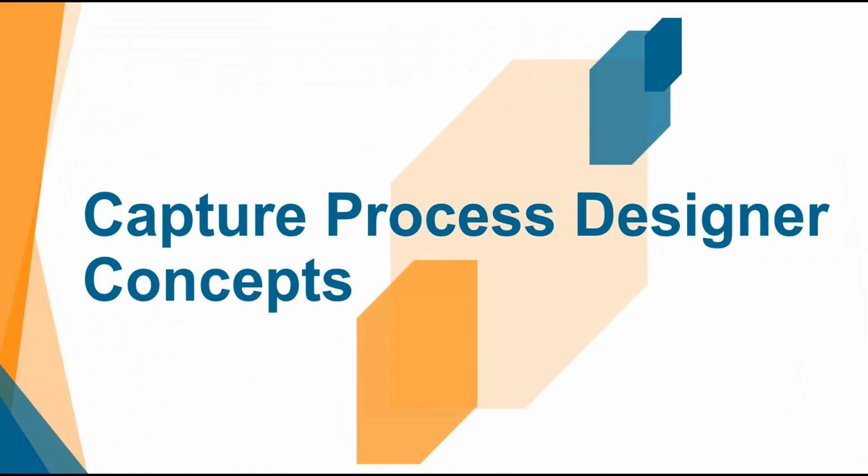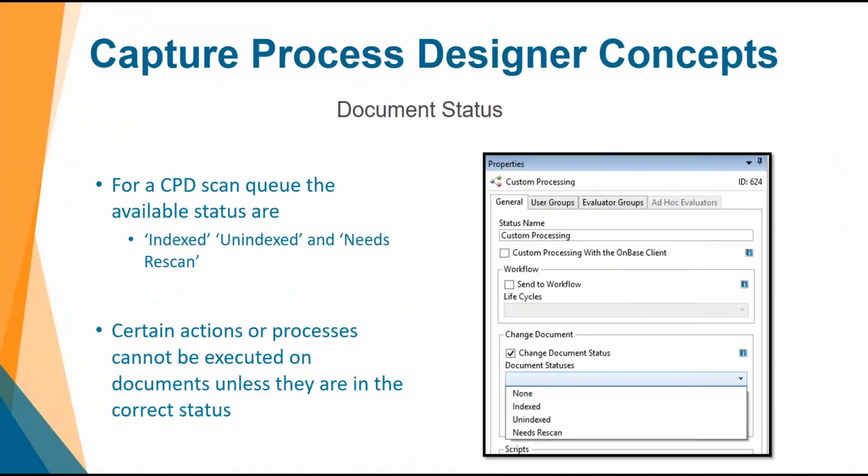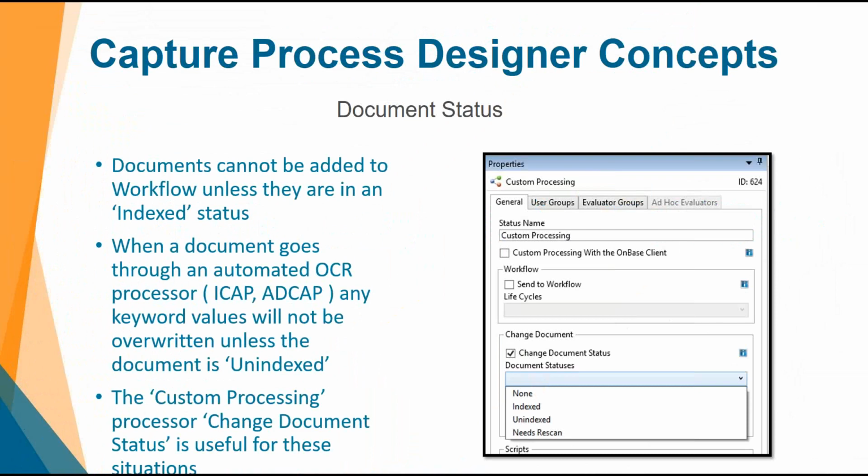So there are a few new concepts that need to be discussed in order to better understand Capture Process Designer. I mentioned that with the custom processing, you can change a document status. And so document statuses are important to understand. There are 3 available statuses that a document can be in while in a custom scan queue. There's indexed, unindexed, and needs rescan. Certain actions or processes cannot be executed on documents unless they are in the correct status. For example, documents cannot be added to workflow unless they are in an indexed status.